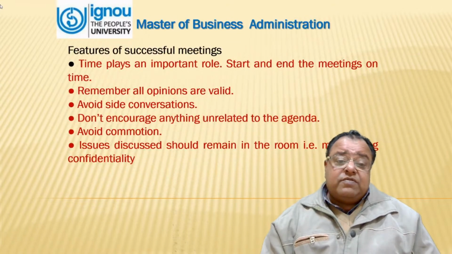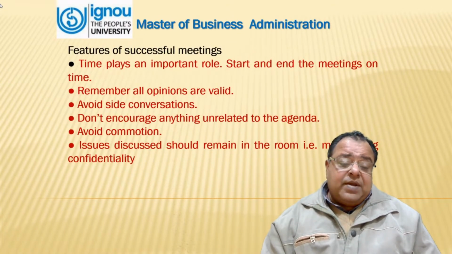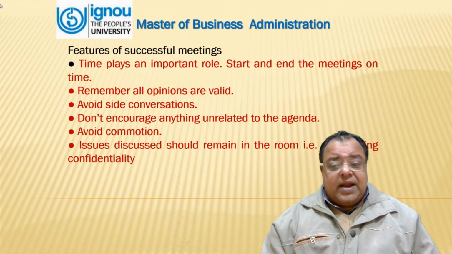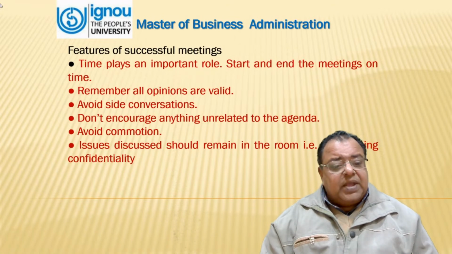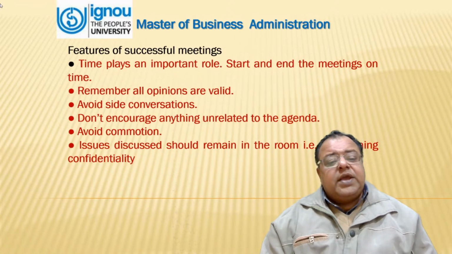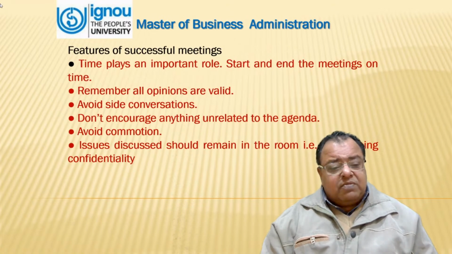What are the features of a successful meeting? Time plays an important role. Start and end the meetings on time. Remember, all opinions are valid. Avoid side conversations. Do not encourage anything unrelated to the agenda. Avoid commotions. Issues discussed should remain in the room, that is, maintaining the confidentiality of the issues discussed.